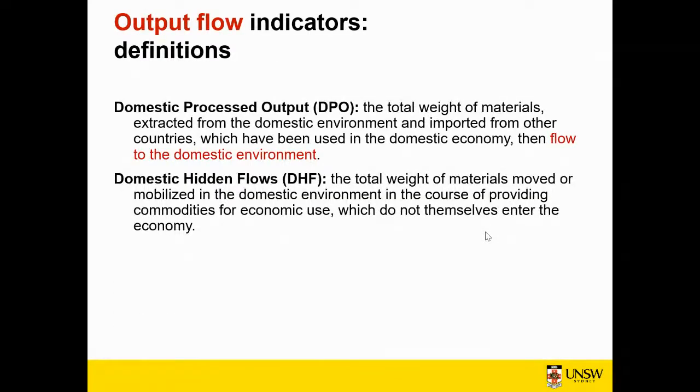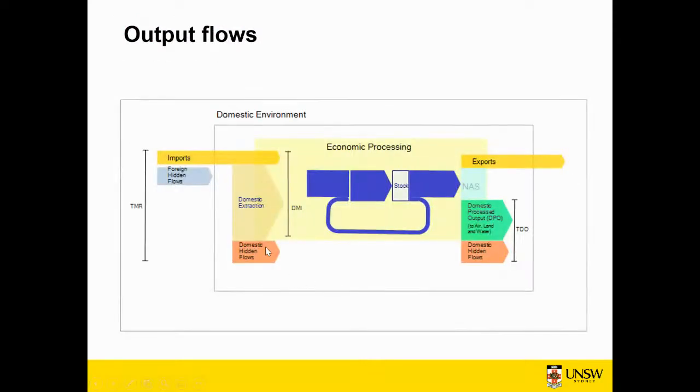Then we have domestic hidden flows, which are related to those hidden flows initially coming into the economy. So basically, all the domestic hidden flows that are input to the economy also output from the economy, because in the end, they never enter the economic process. So these are all those material extraction and movement and disturbance in the environment. So they are accounted both as an input and as an output in terms of environmental impact.